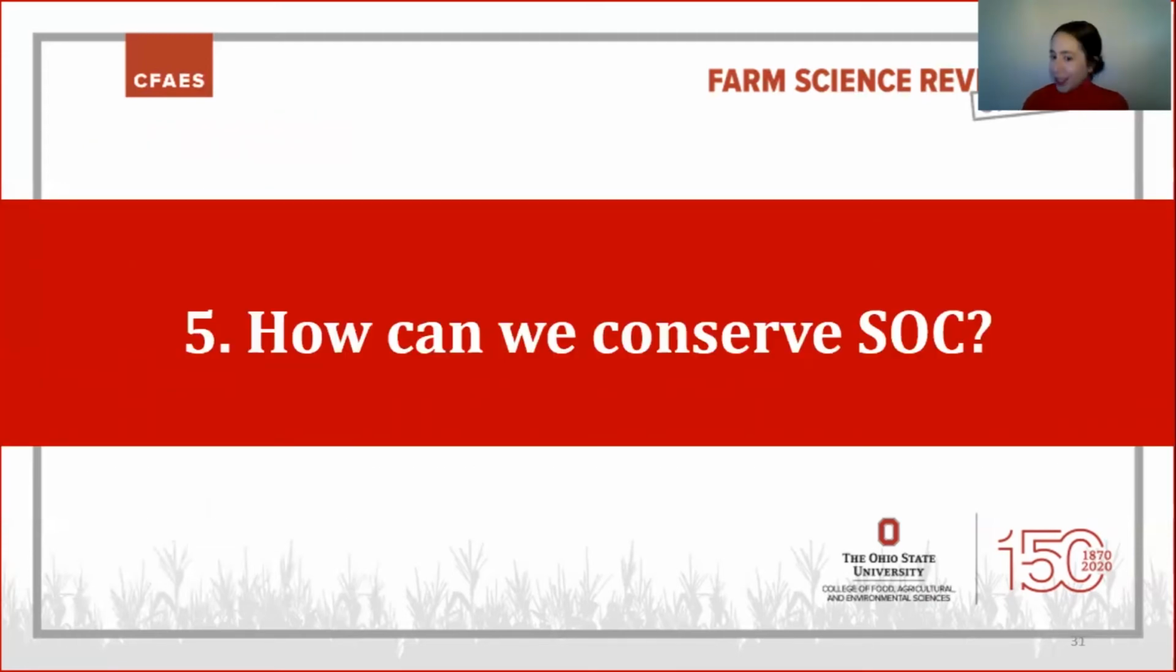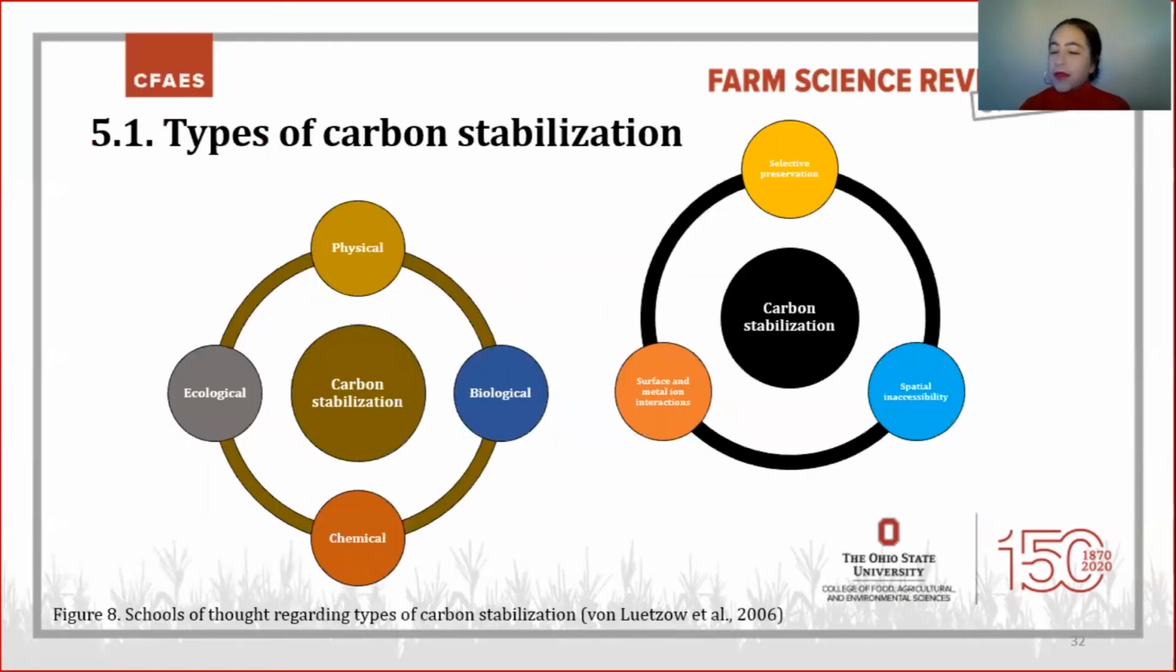Now we've reached the last portion of our talk. How can we conserve SOC? There are different types of carbon stabilization. In more simple terms, we have physical, biological, chemical, and ecological stabilization. So in every portion of the processes and reactions, carbon can either become decomposed or it can become stable.